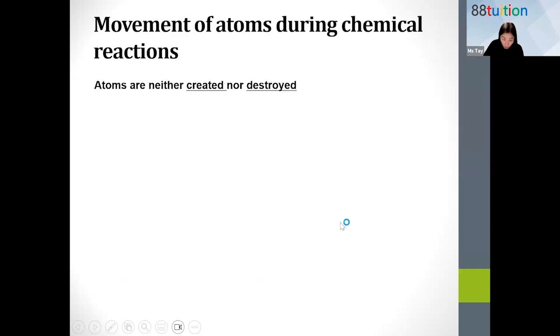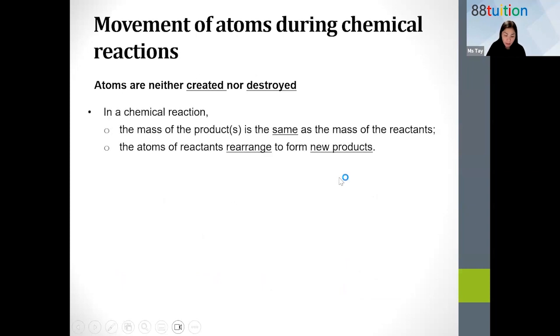You also need to know this: atoms cannot be created nor destroyed. In every chemical reaction, the mass of the products must be the same as the mass of the reactants. The atoms of the reactants actually rearrange themselves to form new products. For example, sulfur and oxygen combine to form sulfur dioxide.